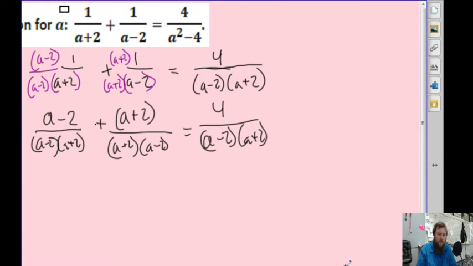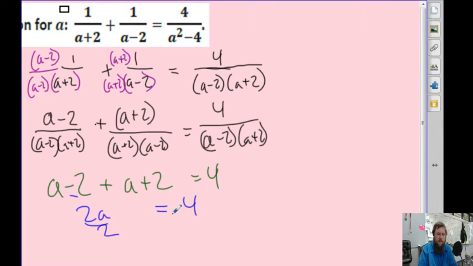Since all the denominators are the same, I can ignore them and just use the numerators. So I get a minus 2 plus a plus 2 equals 4. Combining like terms on the left, the a's combine to 2a, and negative 2 and positive 2 just go to 0. So I get 2a equals 4. And divide by 2 on both sides, and get a equals 2.